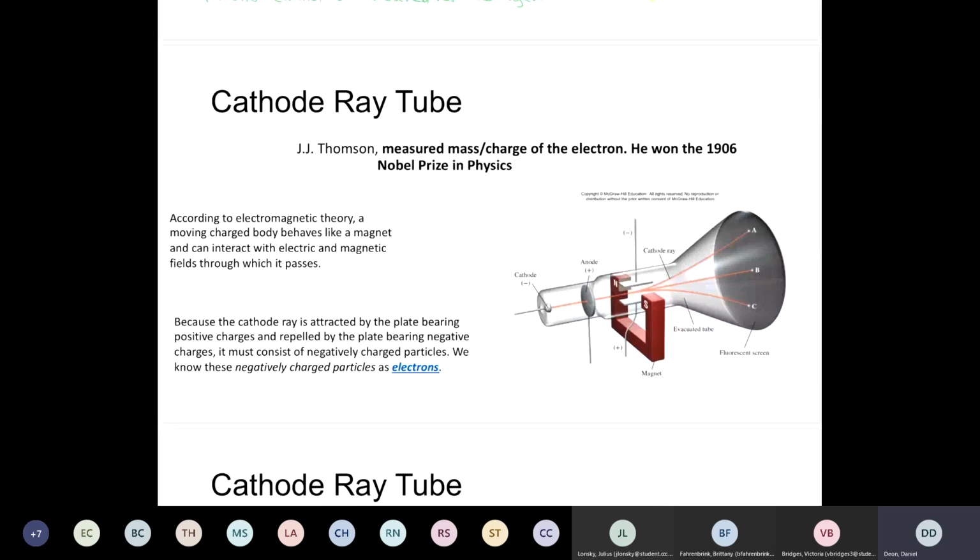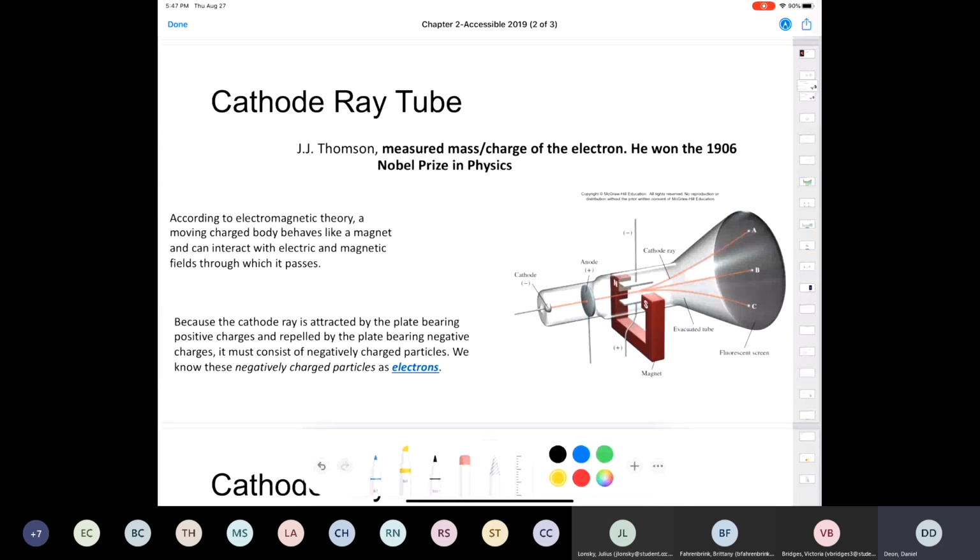So a long time ago, back in 1897, a man named J.J. Thomson, among other researchers, measured the mass to charge ratio of an electron, and he won a Nobel Prize for that. What he did is he took what's called a cathode ray tube, and that's this tube that you see here, which is basically a precursor to the old television set.